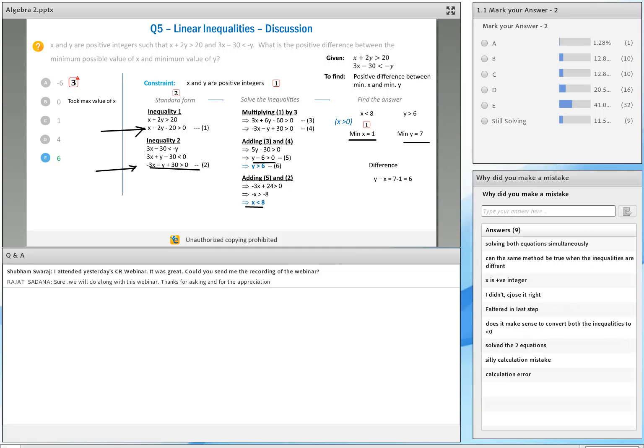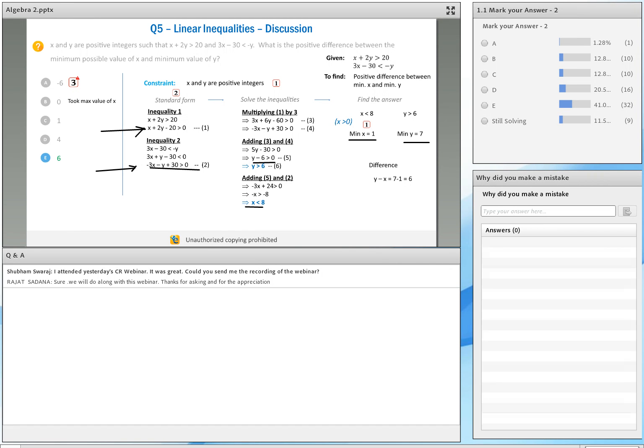Did anyone make a mistake in choosing the minimum possible values of x and y? Faltered in the last step. Who was that? That was Lakshmi. Did everything right, made a mistake in choosing the minimum possible value. Yes. And that's what's going to happen as questions get more difficult. They're not going to make the math more difficult. They're going to add more constraints and make it a bit more wordy. You'd have to deduce what the question is actually asking, which is kind of what you had to do over here. The math was simple here.